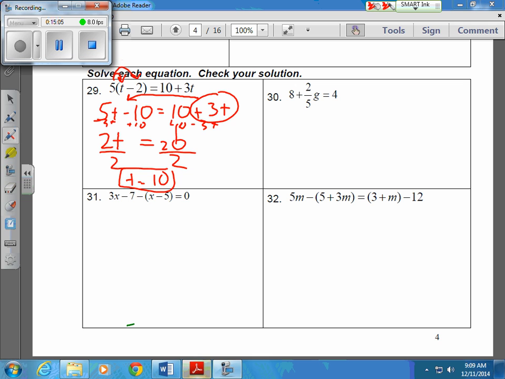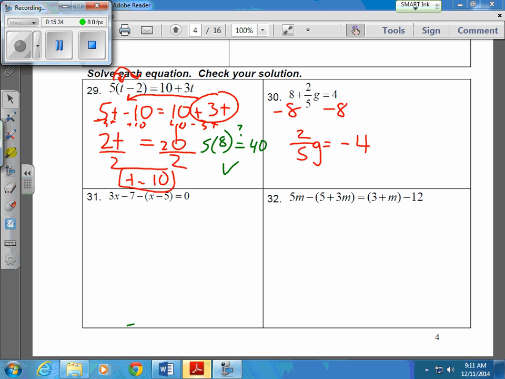Check your solution. Put it back into the equation. 5 times 10 minus 2 is what? 10 minus 2, 8. Is 5 times 8 equal to 10 plus, what's 3 times 10? 30. No. Wait, yes it is. So is 10 plus 30 what? 40. Is 5 times 8 equal to 40? Yes. So it checks out.